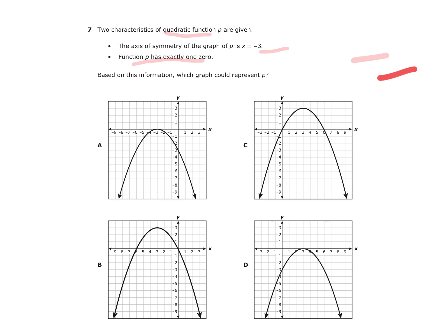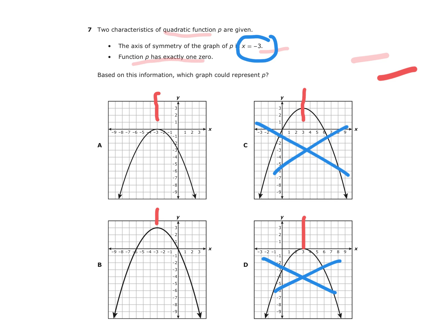Well, the axis of symmetry goes right down the middle. Right here, x equals -3. Right here, x equals 3. Right here, x equals 3. And right here, x equals -3. So right away, we know it's not going to be this one, and it's not going to be this one, because the axis of symmetry is x equals -3. So is it A or is it B?